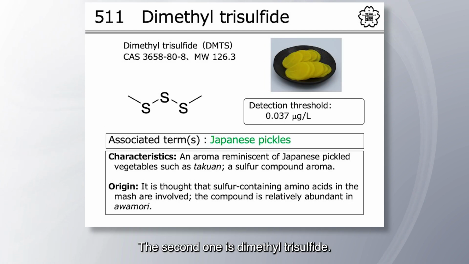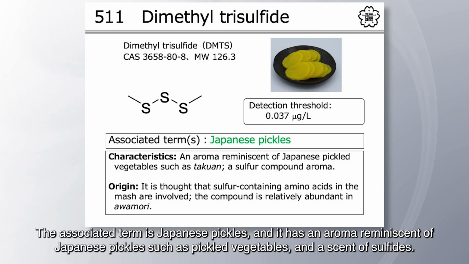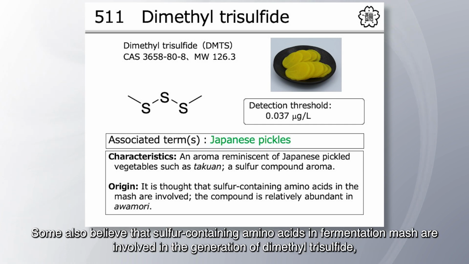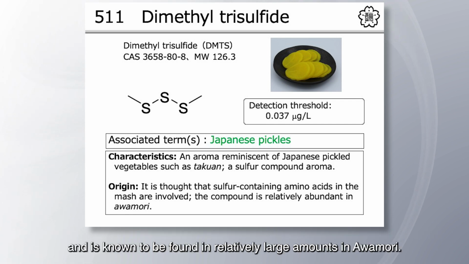The second one is dimethyl trisulfide. The associated term is Japanese pickles, and it has an aroma reminiscent of Japanese pickles such as pickled vegetables and a scent of sulfides. Some also believe that sulfur-containing amino acids in fermentation mash are involved in the generation of dimethyl trisulfide, and it is known to be found in relatively large amounts in awamori.